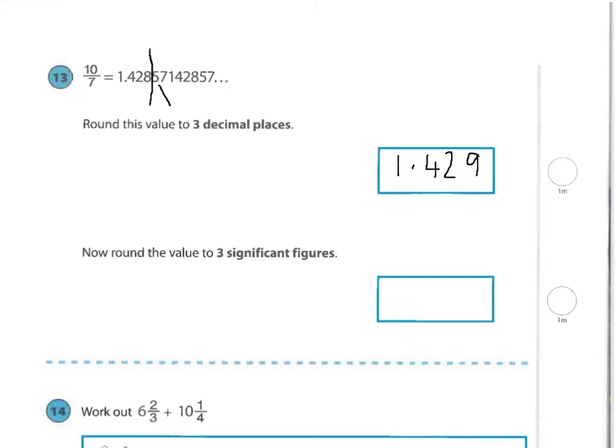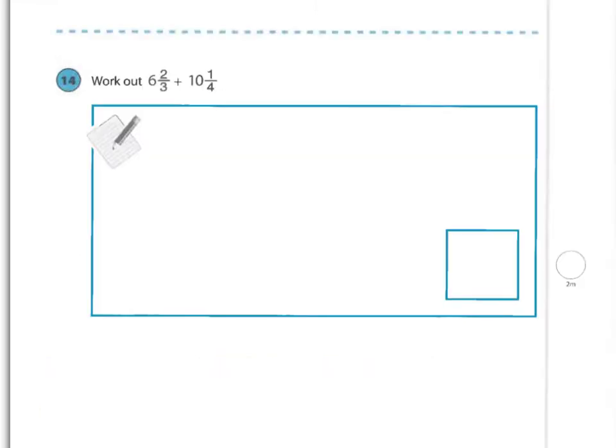We're then asked to round the number to 3 significant figures. So if I rub out my initial markings, the first 3 significant figures are 1, 4, and 2. So that may stay as 142 or it may go up. But what you'll notice is the next digit after the 2 is an 8, which also will round things up, giving you 1.43 to 3 significant figures.